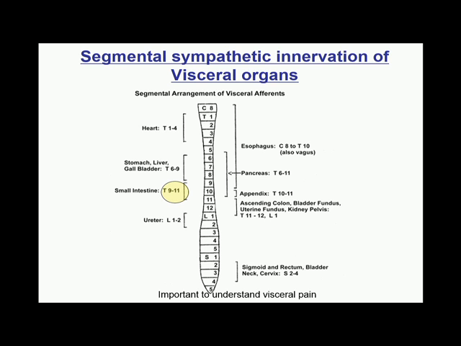Then midgut is predominantly innervated by T10. It can be 9, 10, and 11, but predominantly 10. So small intestine, your appendix, and you all know with appendix pain you initially get periumbilical pain. That is because it is innervated by T10. When you get appendicitis, the first time you feel pain around the periumbilical region. So that's the referred pain. Then the lower part of the GIT, hindgut, generally, that is the pubic region.